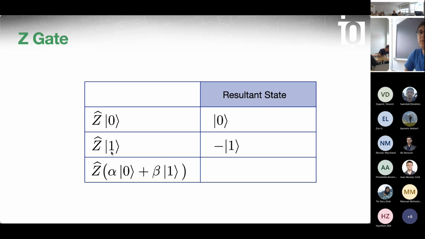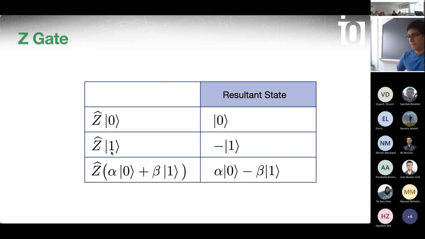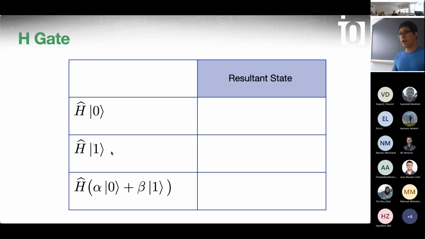Okay, everybody got that? Sure? Okay. Yes, so you just flip the sign of everything that was on the 1 state. Good. Hadamard gate. Hadamard gate produces an equal superposition of 0 and 1.